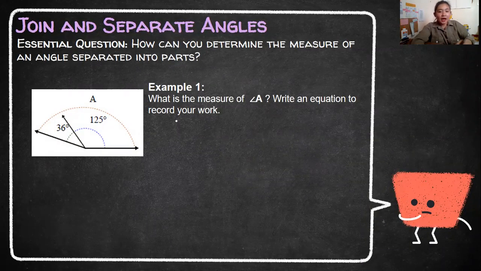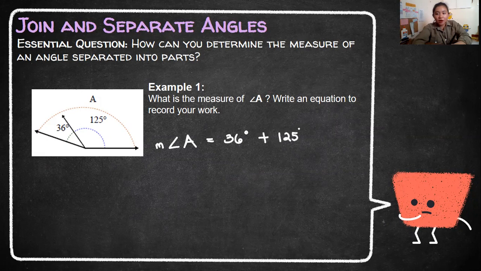Example number 1. As you see, we have angle A there. Using the broken line in red ink, you will see that both angles, 36 degrees and 125 degrees, were combined together as the measure of angle A. Now, in this case, to get the measure of angle A, what we have to do is to simply add 36 degrees plus 125 degrees. To do the workings, let's try to put it on this portion.